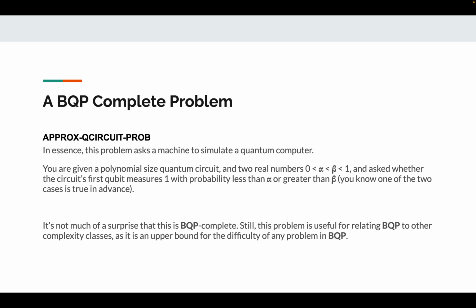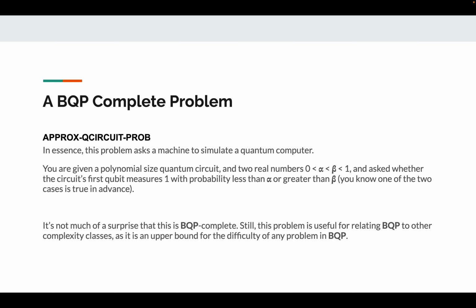You get two real numbers, alpha and beta, and you're asked to determine if the first qubit, after the circuit runs, measures as a 1 with probability less than alpha or greater than beta. And you also get a freebie: it's actually not in between there. So you do get some wiggle room in some sense. It's not at all a surprise that this problem is BQP-complete, because you can just run this on a quantum computer, possibly a couple of times or with a slight modification, and you will solve it instantly.